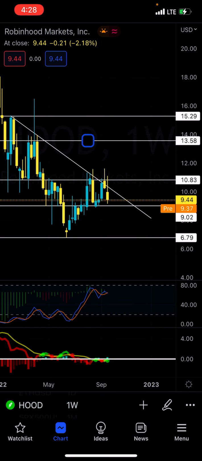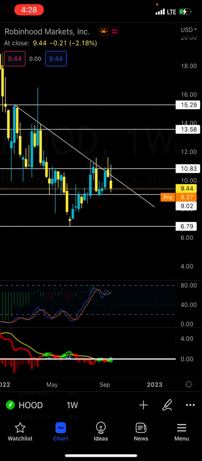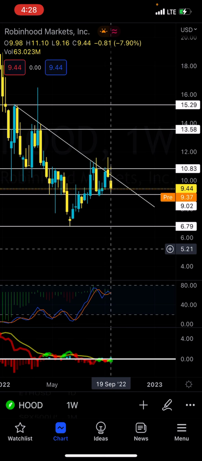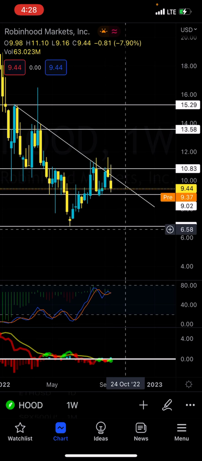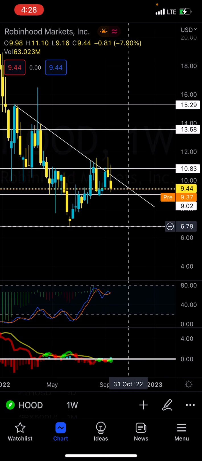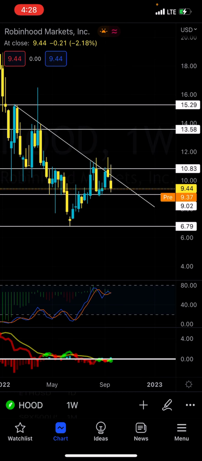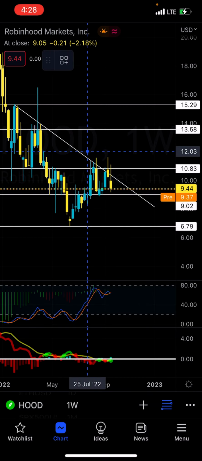I really don't need to do a lot of TA on Hood. You're on a very clear downtrend on the weekly for Hood. You actually just closed a bear week on Robinhood this past Friday. And I think you're going down. I think trajectory right now is back to $6.70. And honestly, I actually think we're going down a lot further.